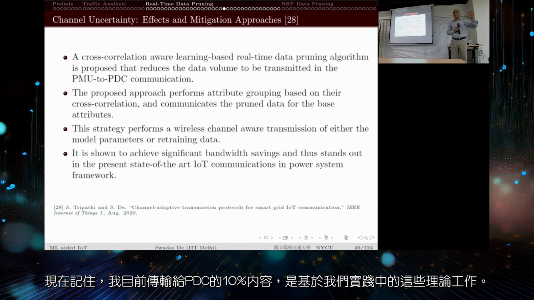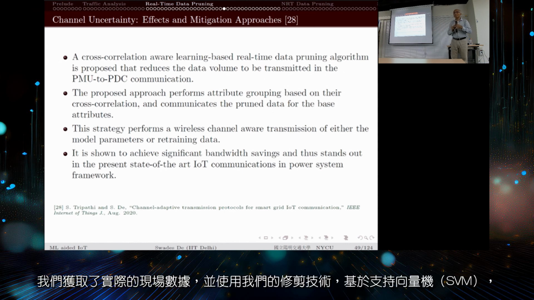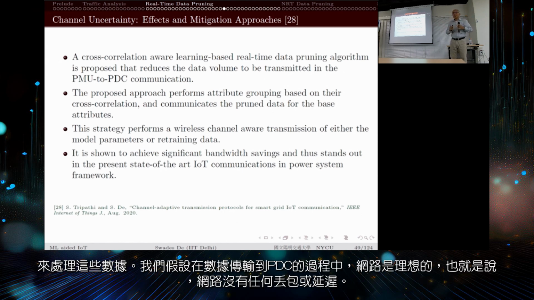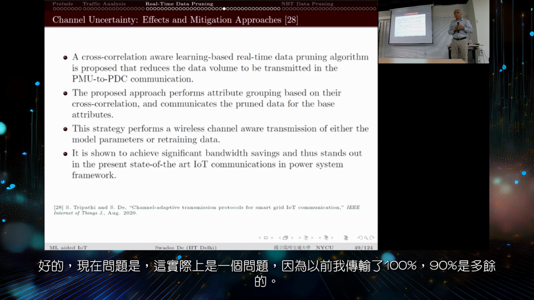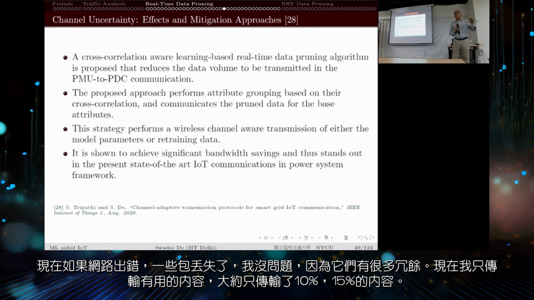Now remember that the 10% of the content that I am now transmitting to the PDC, I am considering for our practice. This is theoretical work, right? We got the actual field data, and using the field data, we applied our pruning technique, the support vector machine based one, and we are considering that through the network, when it is transmitted to the PDC, the network is ideal. That means there is no loss and no delay in the network. Okay, so now which is a problem actually? Problem because earlier I was transmitting 100%. 90% was redundant.